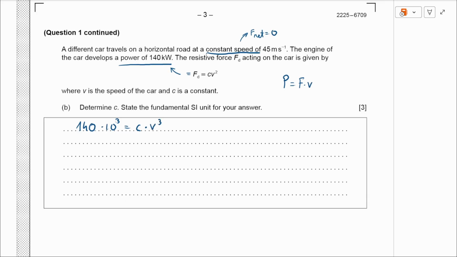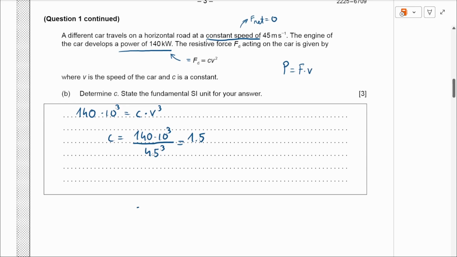so velocity cubed. So from this I get that C is 140 times 10 to the 3 divided by my velocity cubed. This will give me 1.5. Now the question is, what is my unit? So what I would probably do here is say that C is like a force divided by velocity squared.